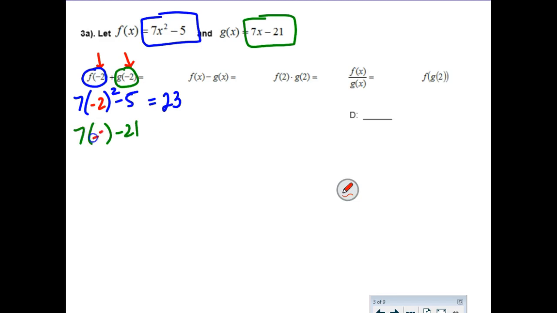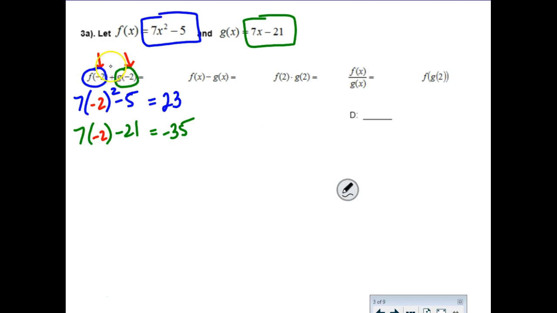So when you do that, let's see what you get. -14 minus 21, -35. I hope. I don't know, I feel like I did something really stupid there. Time out a minute. If I did something stupid, I'm at a loss.